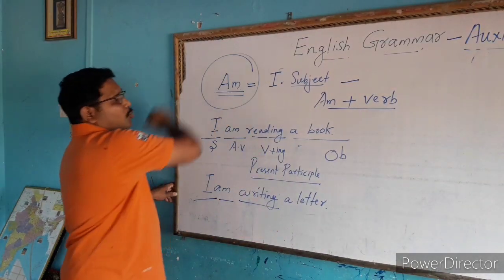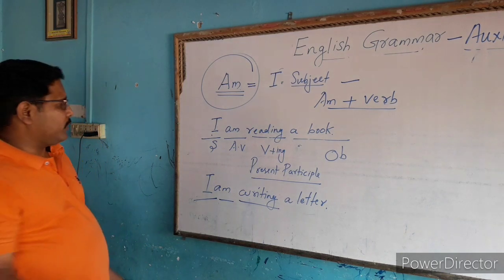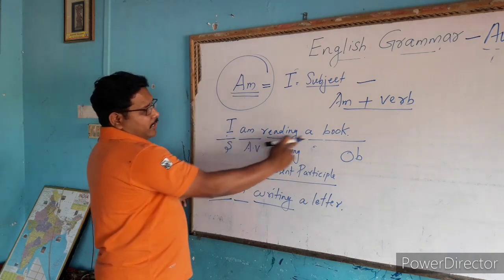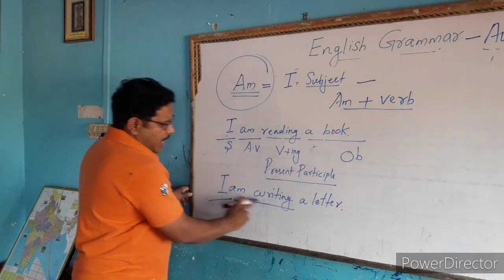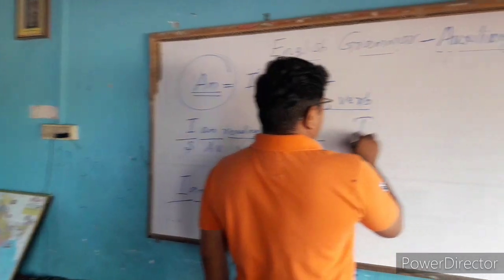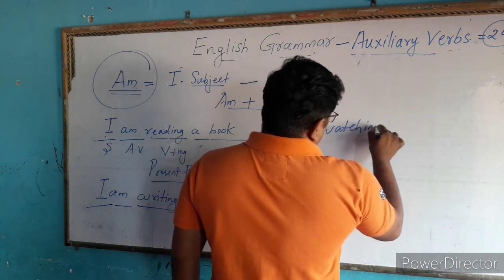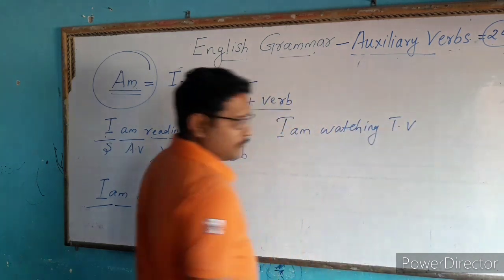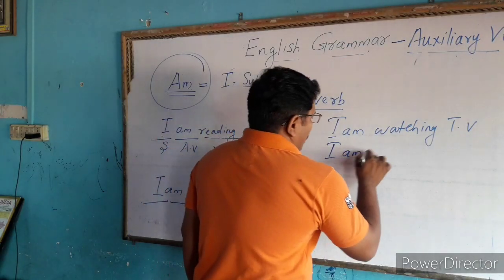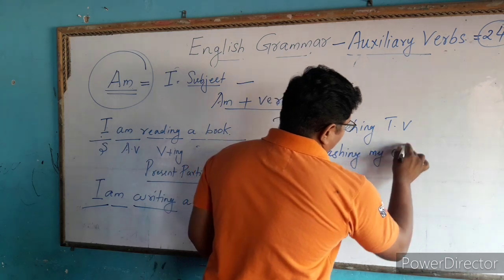We are studying the use of am, the auxiliary verb. Am. I am reading a book. I am writing a letter. I am watching TV. I am washing my clothes.